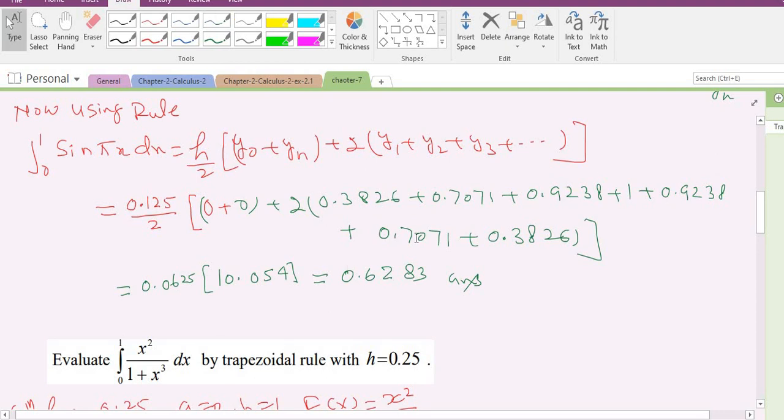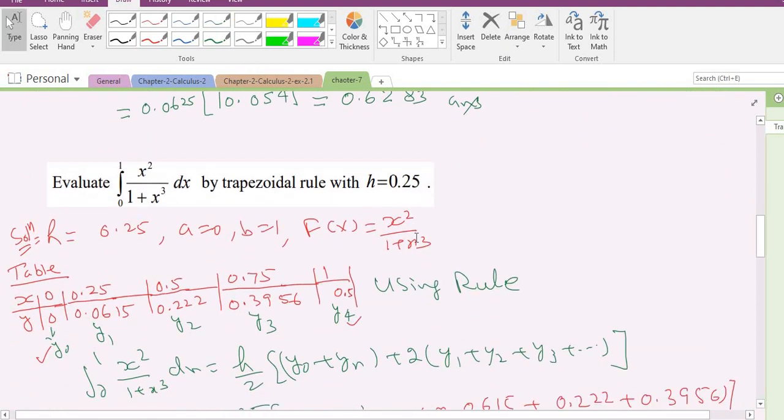Hopefully you people understand. The second question is from this one. Evaluate this integral by using trapezoidal rule, but here h is given. So what we have to do? h is equal to 0.25, a is equal to this, b is equal to 1, and fx is x square divided by 1 plus this.